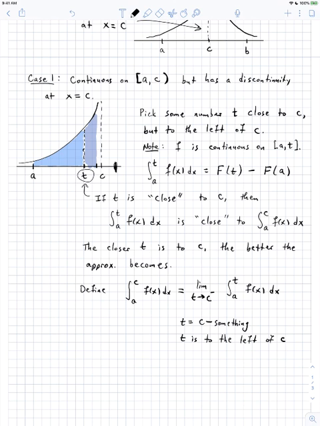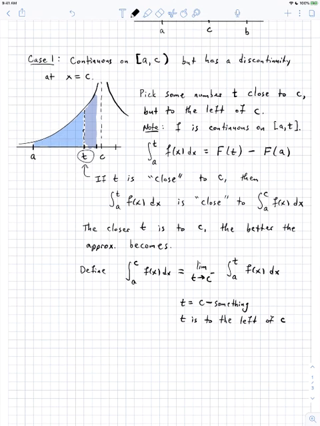Let me just try to improve my curve here. So if we picked a t which was bigger than c, we'd jump over this point of discontinuity and we couldn't use the fundamental theorem of calculus anymore. So what that means is that we're not going to pick a t over here. Instead, we're just going to pick a t to the left. And then you compute the limit as t approaches c from the left or from below.